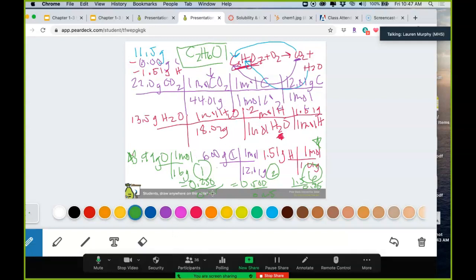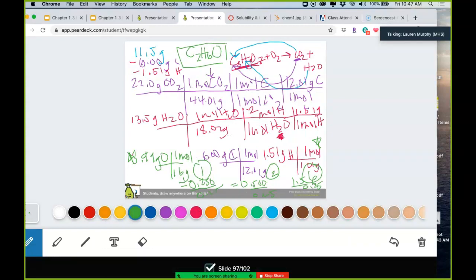Do I have any questions about this one? So what I'm going to do is I've just shown you how to do a more challenging problem. I'm going to give you another one. I'm going to give you a hint on the other one, but I'm going to give you a couple minutes because I'd like you to try it on your own. It is just like what we did.